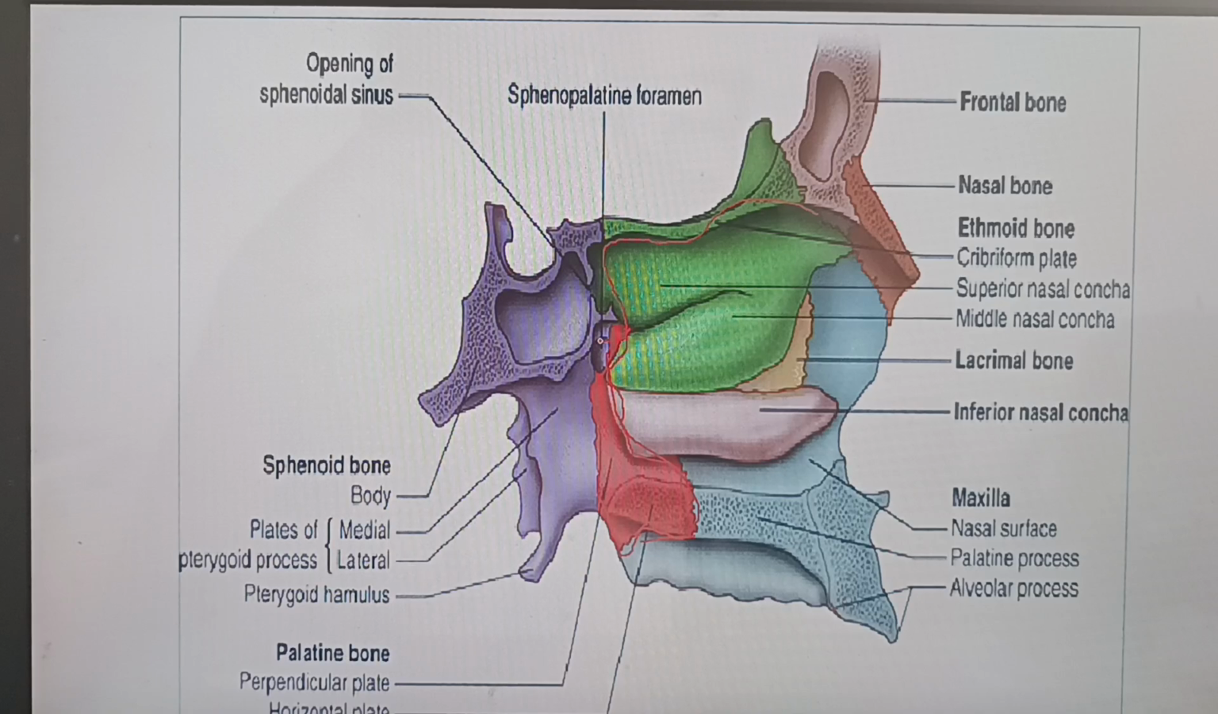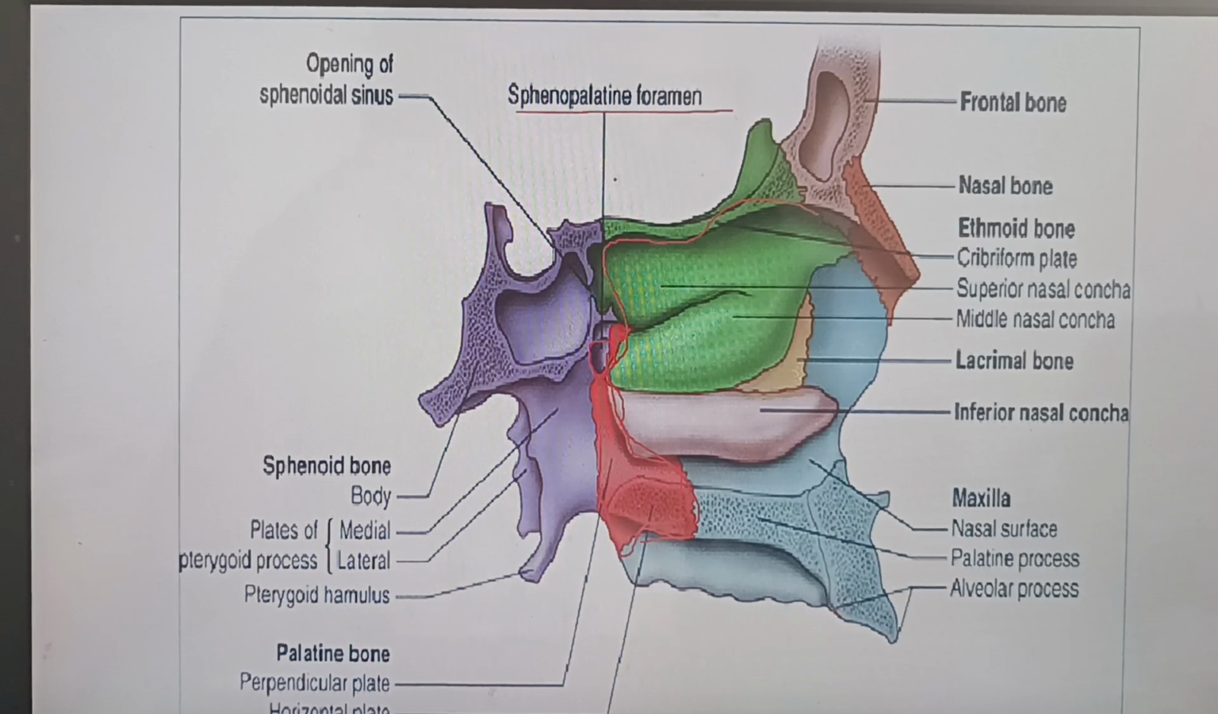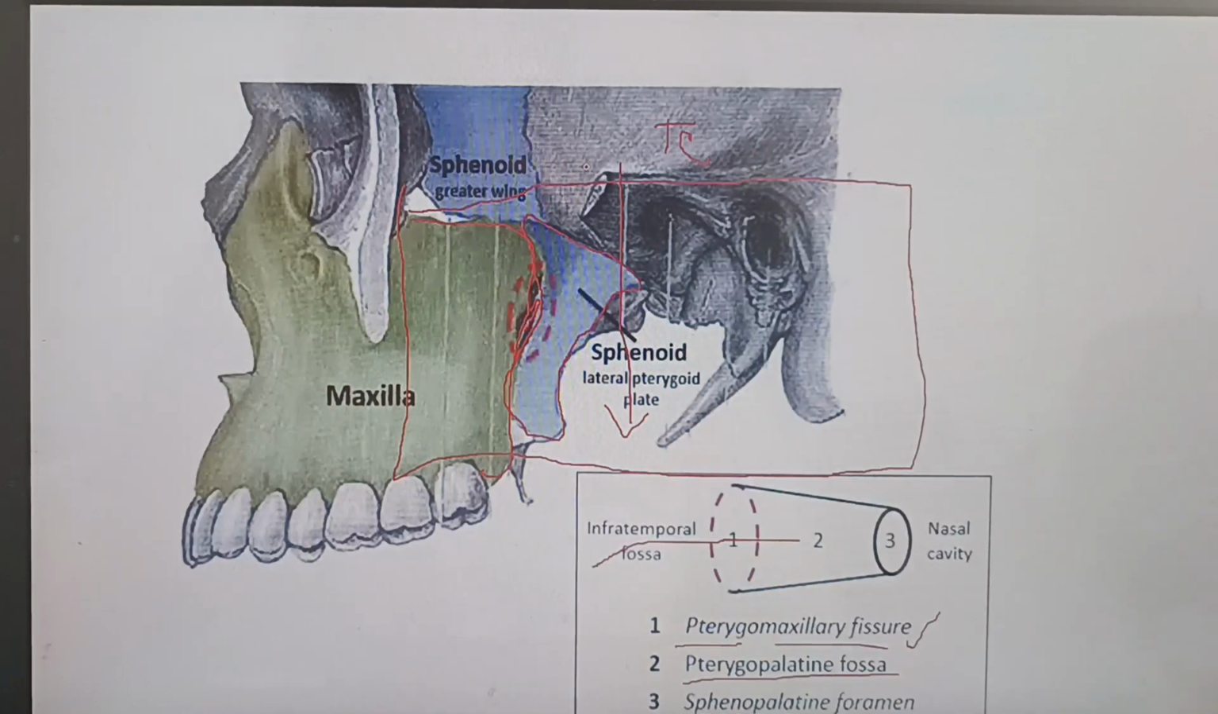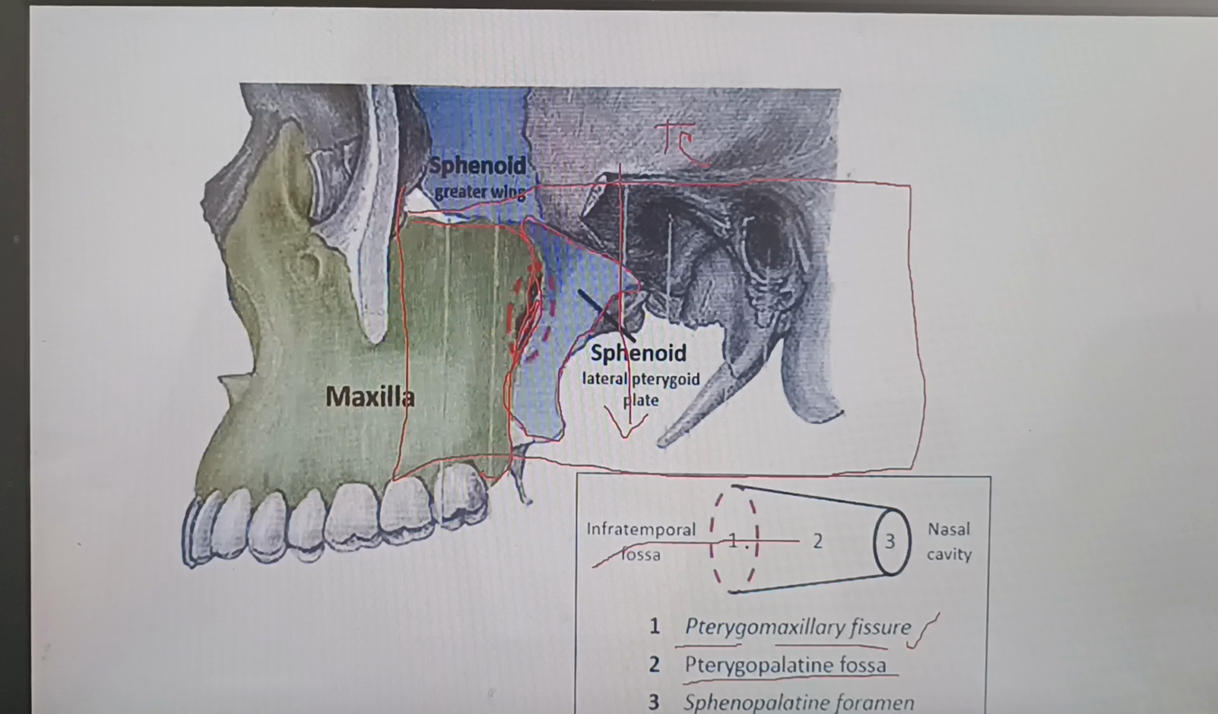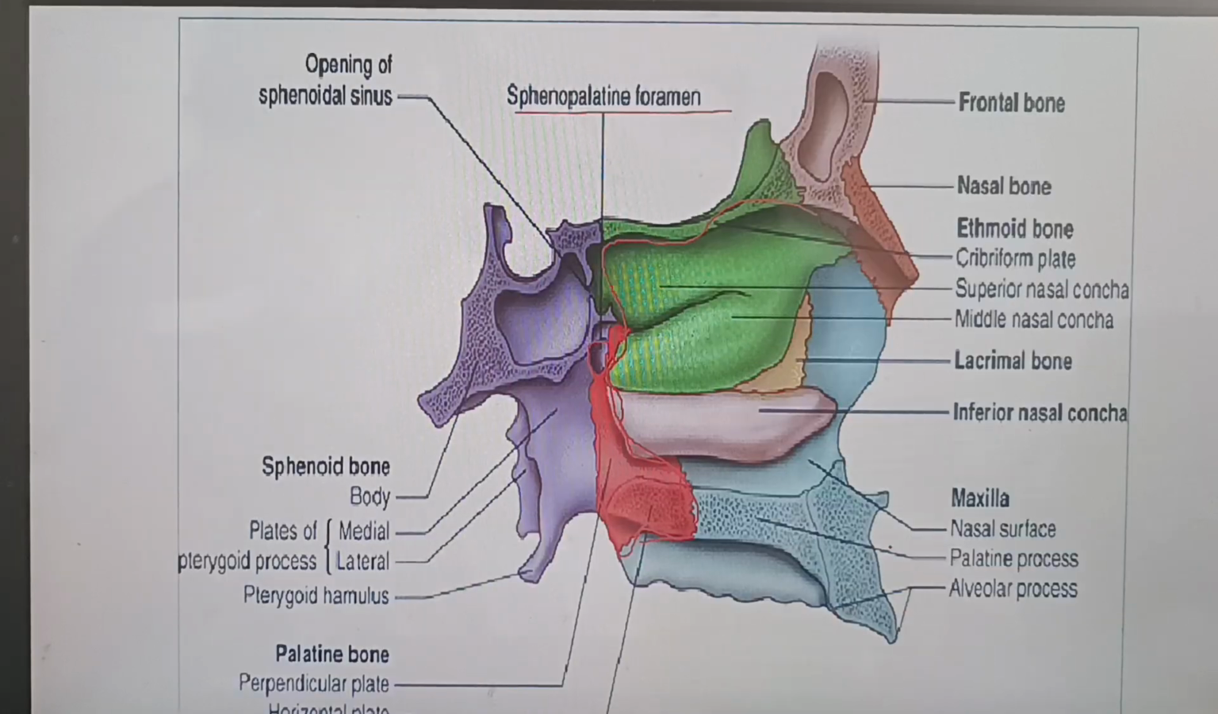There is a gap between the sphenoid bone and the palatine bone. It's called the sphenopalatine foramen. So if you insert a needle from the infratemporal fossa, it is going to cross the pterygomaxillary fissure, enter into the pterygopalatine fossa, and through the sphenopalatine foramen, it is going to enter the nasal cavity. As you can see from here, it's going to enter the nasal cavity.